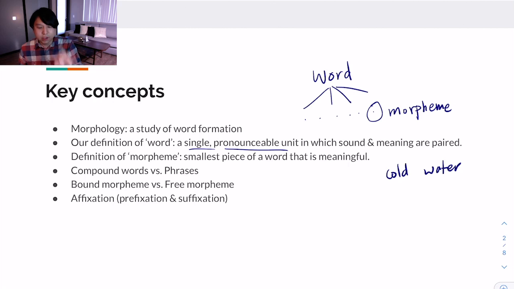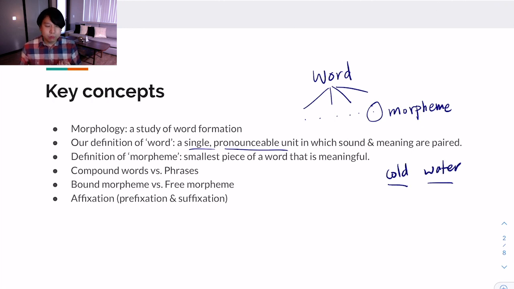Each word has sound and meaning. So it should not be silent, and it should not be meaningless. For example, bra is a sound, but it does not have a meaning, so it's not a word. So these are words, and these are not phrases. And that's our definition of what a word is.